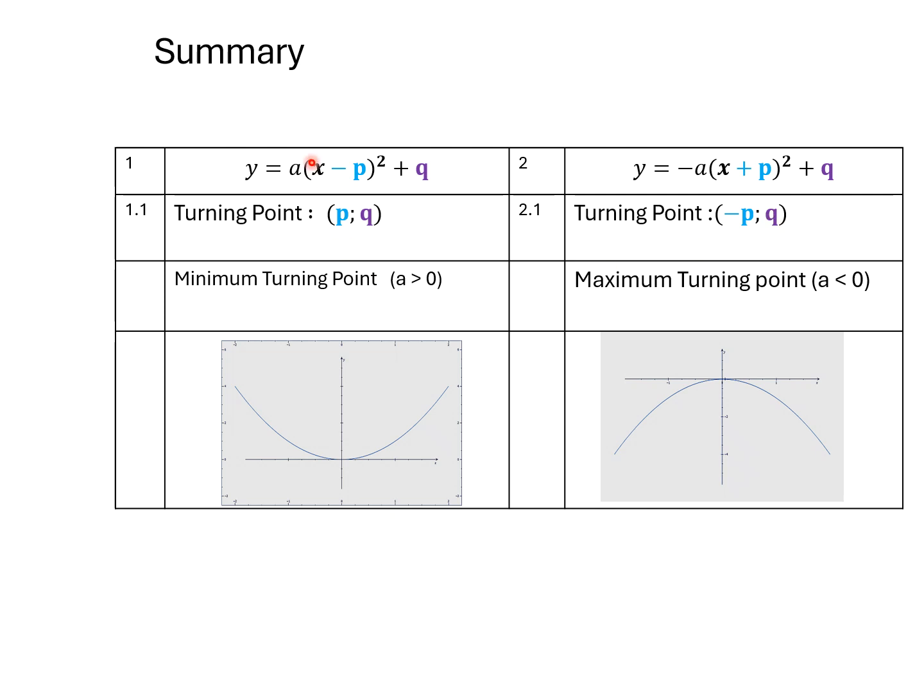All right? Now, very important in the exam, we can ask you, is it a minimum or maximum turning point? So when a is positive, we have a lowest y value, so therefore it's called a minimum turning point. When a is negative, we have a sad face, meaning the highest y value, so therefore a maximum turning point. So smiley face, minimum turning point. Sad face, maximum turning point.